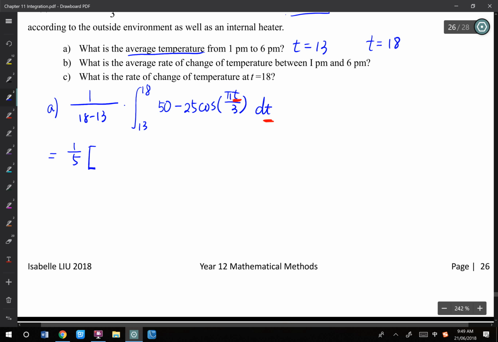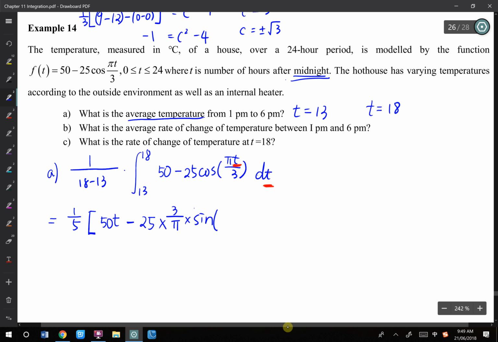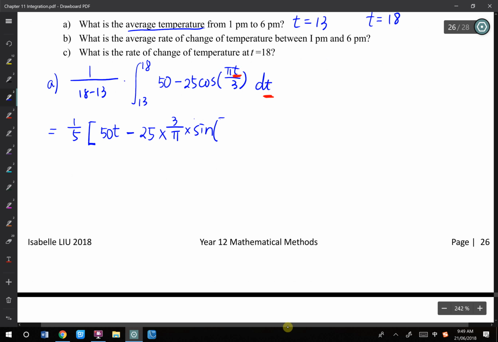Let's sub things in. 15t minus, cosine will become what? Positive sine. So we times 3 over pi. Okay, flip it, and then times sine pi t over 3, from 13 to 18. That is 1 over 5.